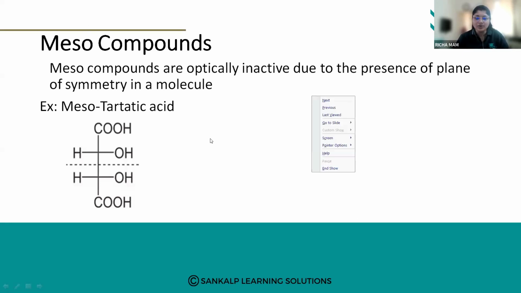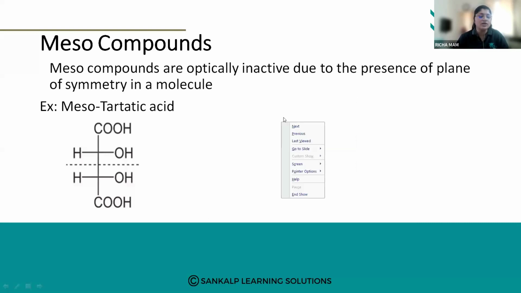So is it clear up to here? What are meso compounds? What are enantiomers? What is a racemic mixture? What is a chiral carbon? What is an achiral carbon? Then we have discussed optical isomerism. So all these terms are clear.